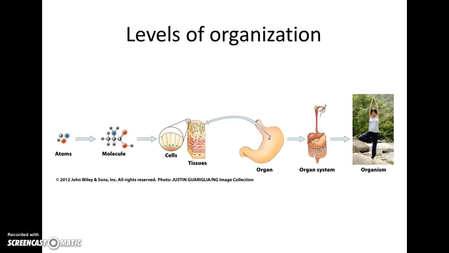So this is just showing this in a little bit different way. Our atoms on the periodic table, our molecules, groups of atoms, our cells, the smallest living thing, our tissues, which are groups of various cells that come together to perform a specific function, which then come together to make organs, and a variety of organs make organ systems, and then we have our organism.